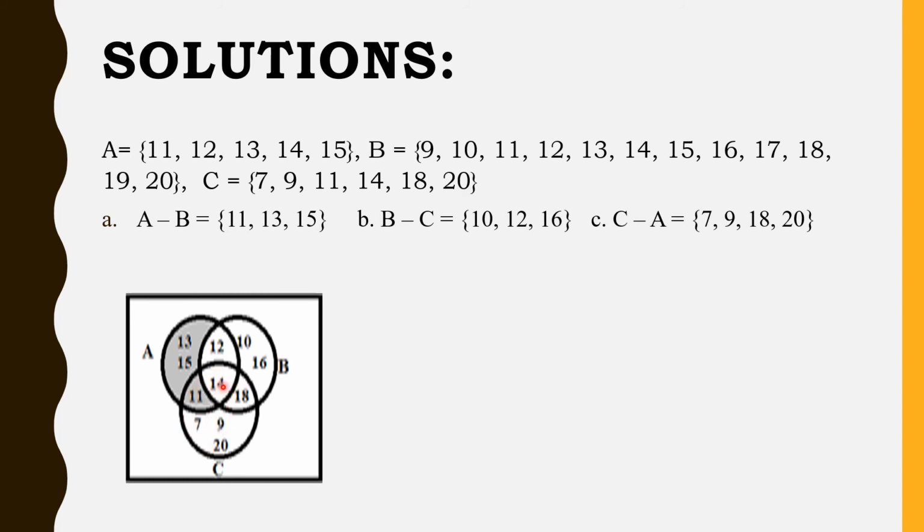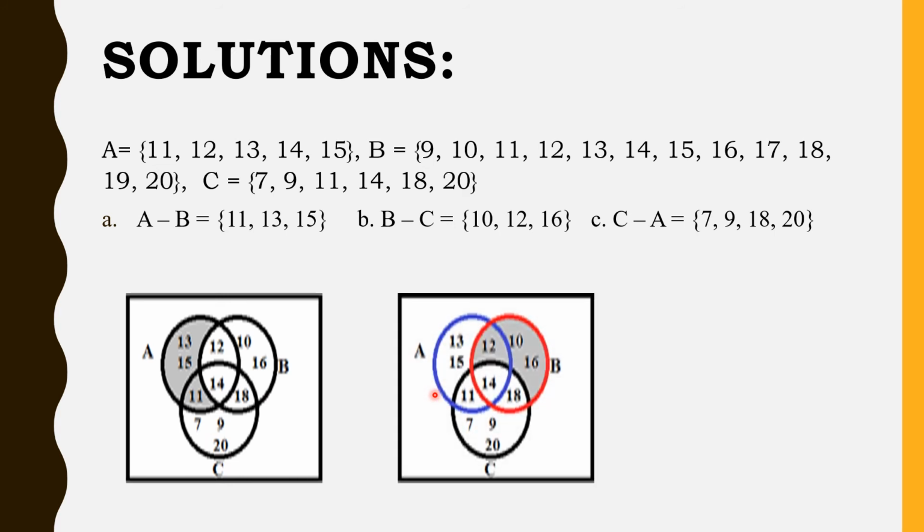Because 14 is the number between 3. No, yung 3 sets, their intersection is 14. While 12 is the intersection between A and B. And 18 is the intersection between B and C. And 11 is the intersection between A and C. Okay? That is how we read the Venn diagram. Para madali sa atin ang pag-solve mamaya. Okay? So, yan yung B.